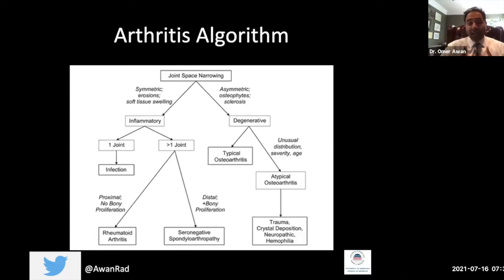The hallmark finding of inflammatory arthritis is loss of bone through erosions. The hallmark finding of degenerative arthritis is production or proliferation of bone through osteophytes, right? And then typically for degenerative arthritis, classic OA is going to be 95% of your cases.